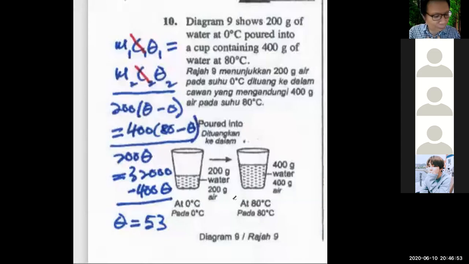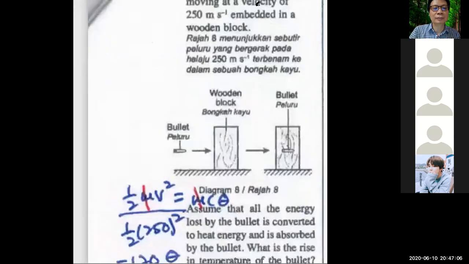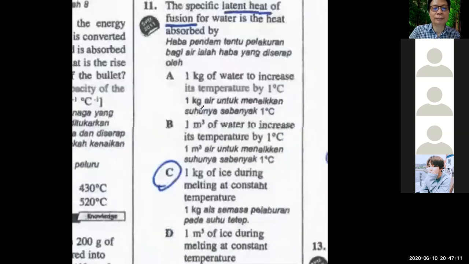Yongjiawei, understand? Yes. Understand, Kevin Lim, do you understand? Yes. Okay, next question. The answer is 53. Okay, question 11.